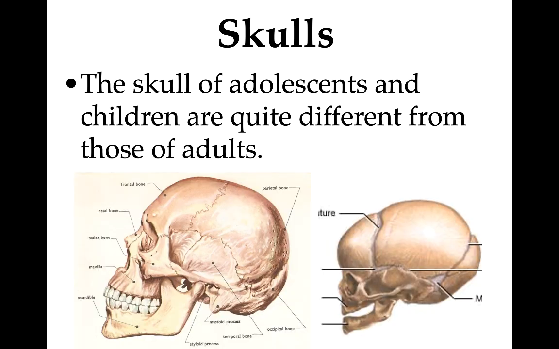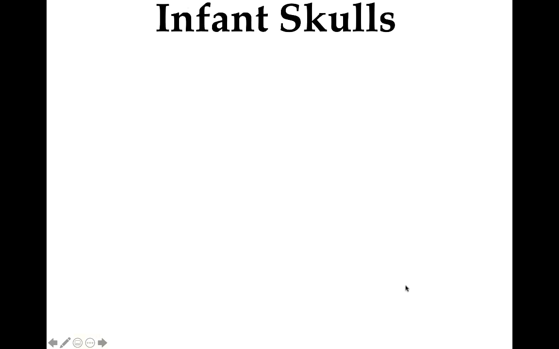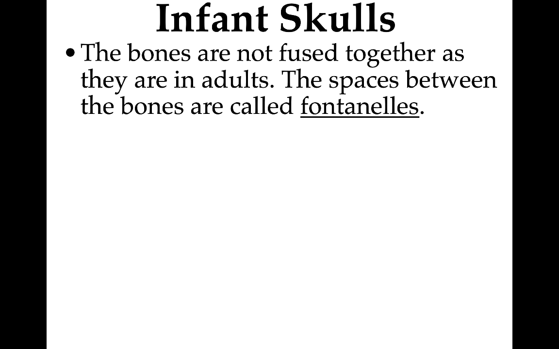So on the left here we have a picture of a skull of an adult, and you can see it's one piece. Actually, it's two pieces, my apologies. There's the main cranium part, and then there's the mandible, your jaw. In a baby, however, we have multiple pieces. An infant skull is not fused together. Again, just like the pelvis, the skull is in multiple parts.